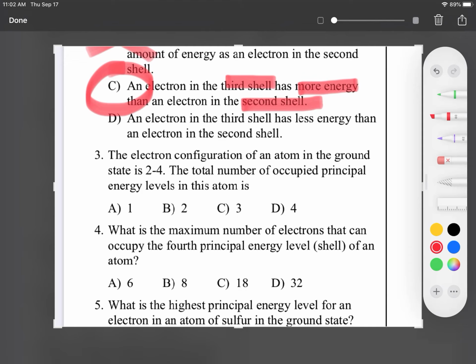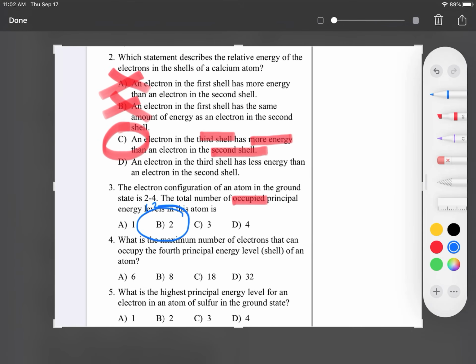Number 3. The electron configuration of an atom in the ground state is 2-4. The total number of occupied principal energy levels is, well, how many are occupied here, guys? We are occupying 1, 2 levels or shells. So the answer is simply 2.